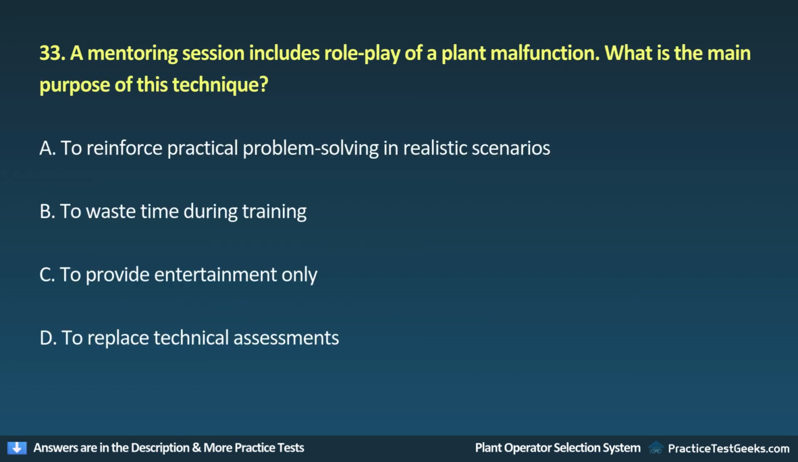33. A mentoring session includes role play of a plant malfunction. What is the main purpose of this technique? A. To reinforce practical problem solving in realistic scenarios. B. To waste time during training. C. To provide entertainment only. D. To replace technical assessments.